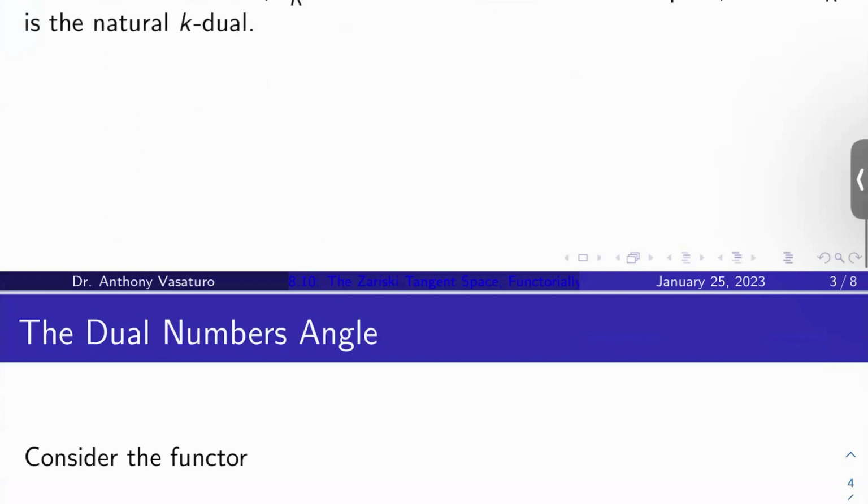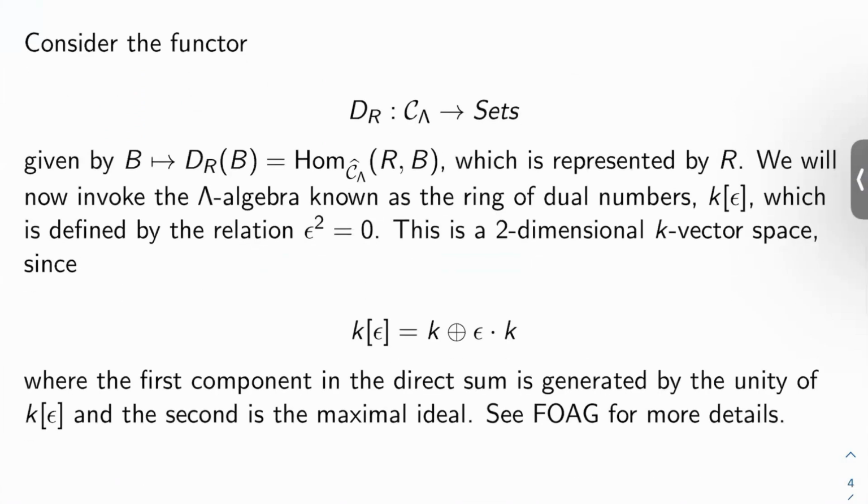Okay. So let's consider the functor D sub R from C lambda to sets given by B maps to D sub R of B. What is D sub R of B? It's the C hat sub lambda maps from R to B. So this functor is represented by R, essentially by definition. Okay. And so what I'll do is I'll invoke the lambda algebra known as the ring of dual numbers, K adjoin epsilon, which is defined by the relation epsilon squared equals 0.